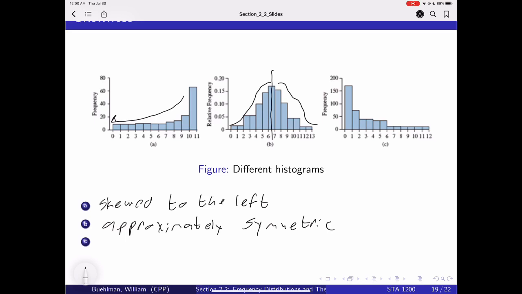And then finally we have C. Again, we look and it looks like it goes off to the right. The data just goes on to the right. So this histogram is skewed to the right.